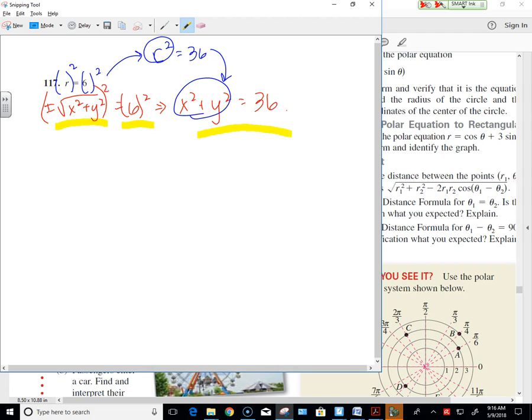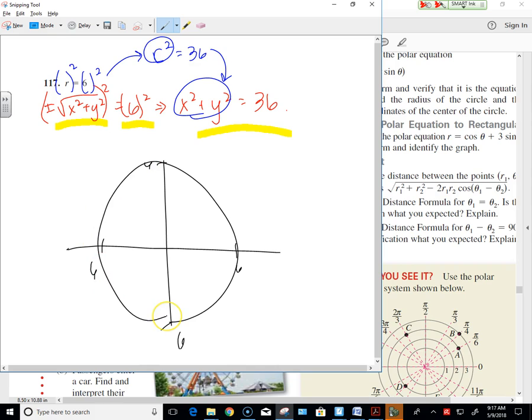Yes. What is this guy? A circle with a radius of 6. Doesn't this make sense? They're just saying r is 6. I won't tell you anything about theta. You're like, sweet, go out 6, go up 6, go back 6, go down 6. It's the whole thing. Sorry about the nasty circle.